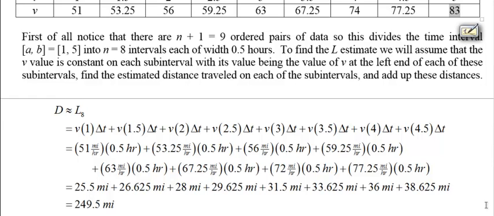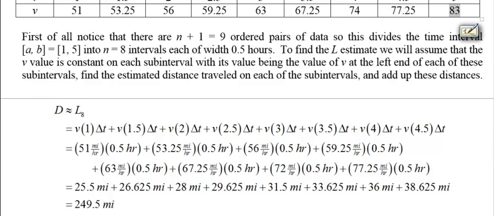Now, I want you to notice something, though. We could have probably saved ourselves a little bit of work because all these delta t's are the same. They're half an hour. I could have factored it out and just added up the coefficients, the 51, the 53.25, the 56, and so forth, up to 77.25, and then multiplied the whole thing by 0.5. I wouldn't have had the estimates on each interval, but I would have still gotten to the final estimate for the total a little bit more easily.